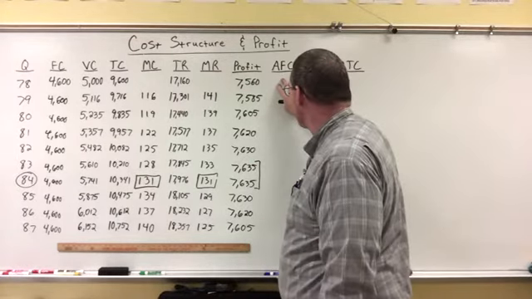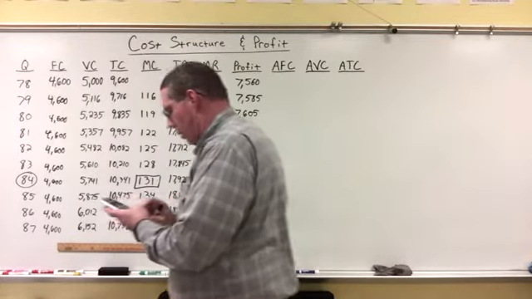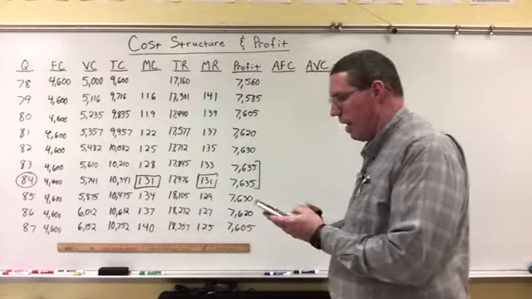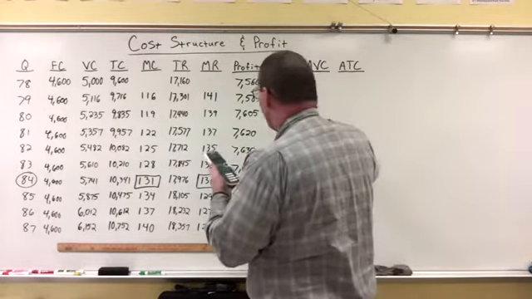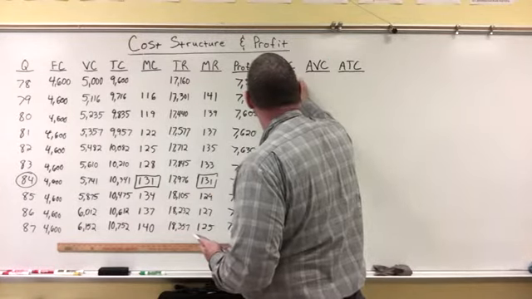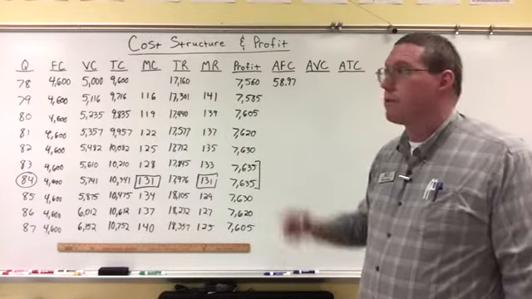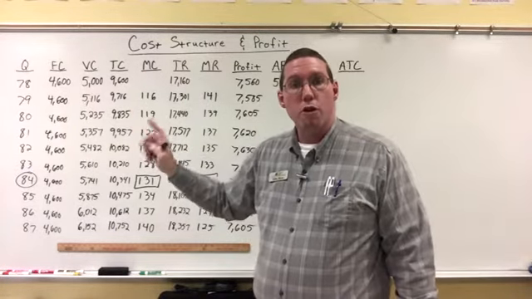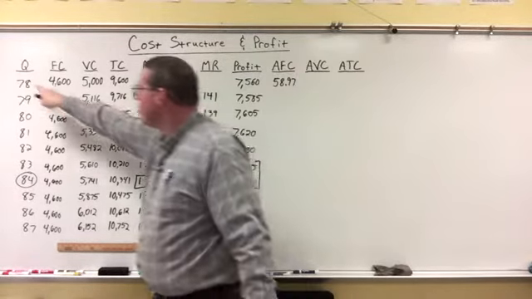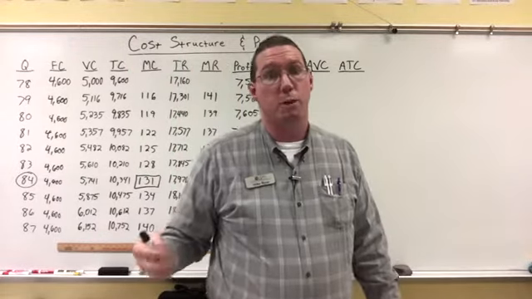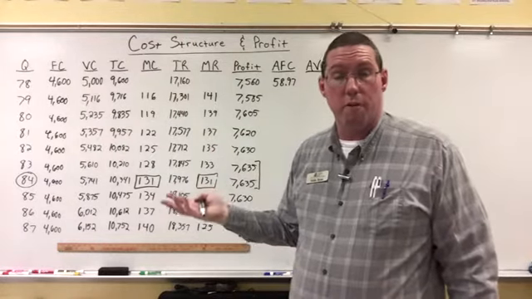So the average fixed cost here is going to be the fixed cost of 4,600 divided by quantity, divided by 78. So 4,600 divided by 78. Now, I'm going to round to 2 decimal places. So this is going to be 58.97. What that means is $58.97 per unit produced. So you can assign $58.97 to each one of these 78 units produced. So hopefully you're charging more than $58.97 for each one of those that you sell so that you can cover your fixed costs.